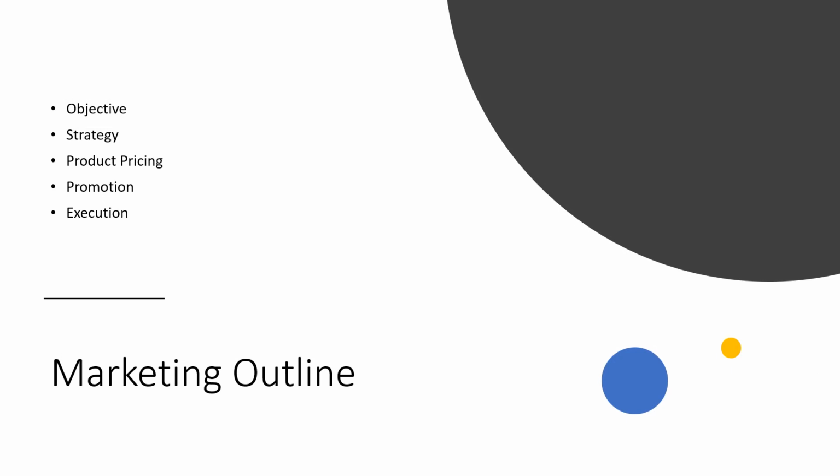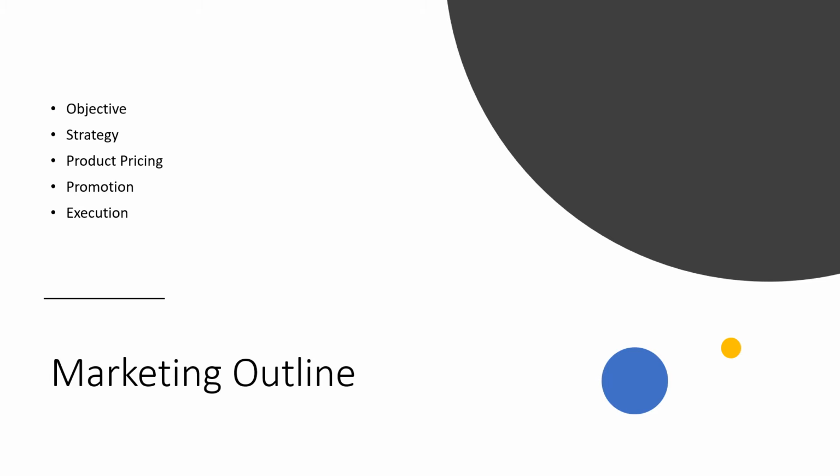So the next aspect that's very important is the marketing outline. So what we did before is encapsulate the environment that we're working in and the limitations and the boundaries that we have to work around to really make an effective impact on our product and for our client.